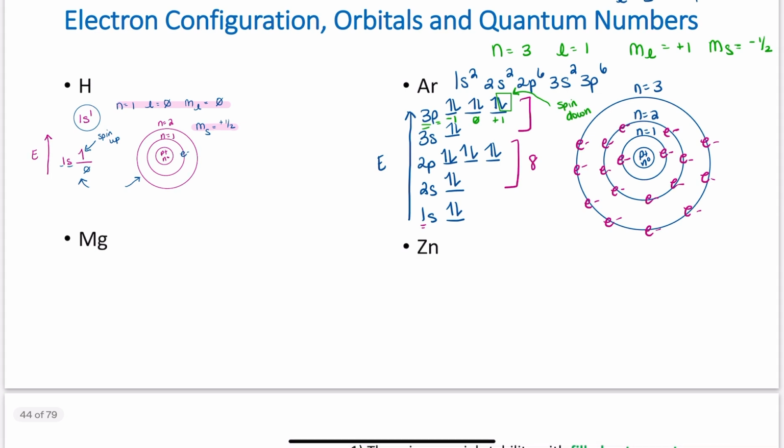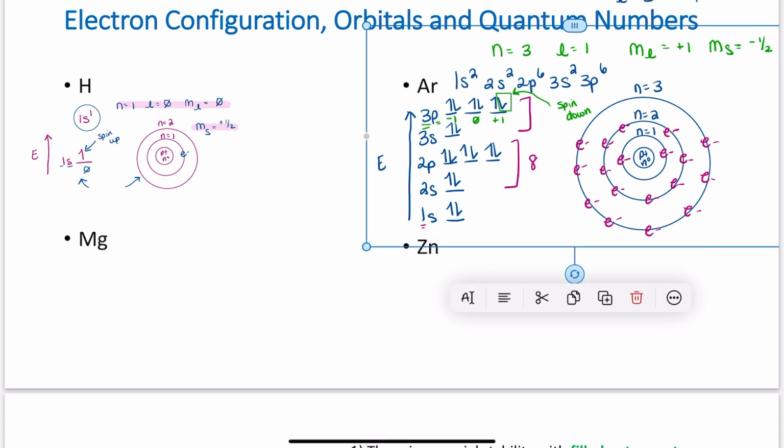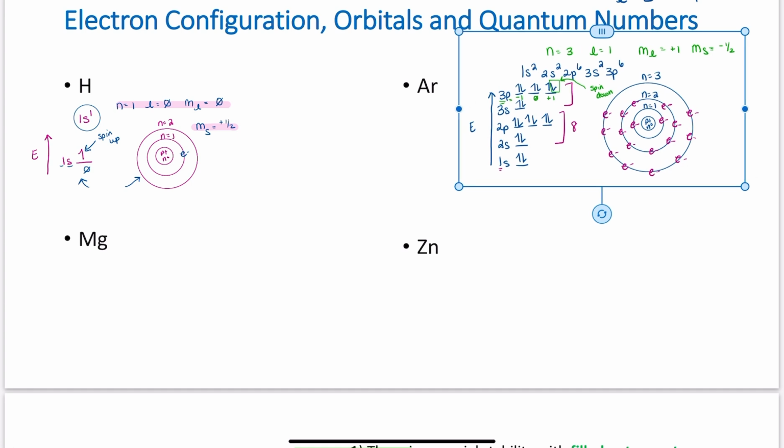So you can see we've got our quantum numbers. We've got our atomic orbital, we've got the Bohr model of our orbital, and we've got our electron configuration. Those are just all different ways to describe the exact same thing. They're all telling you where the electrons reside for that species.